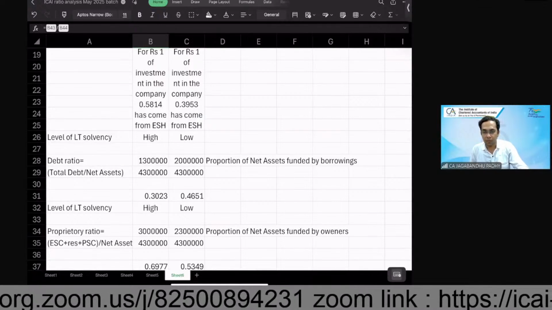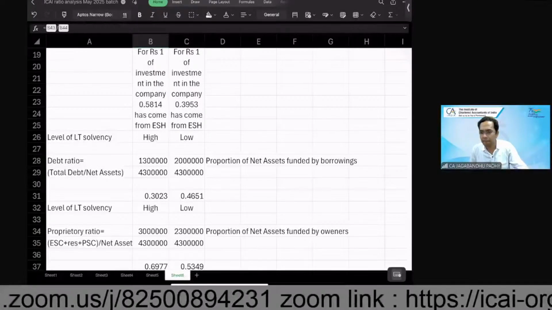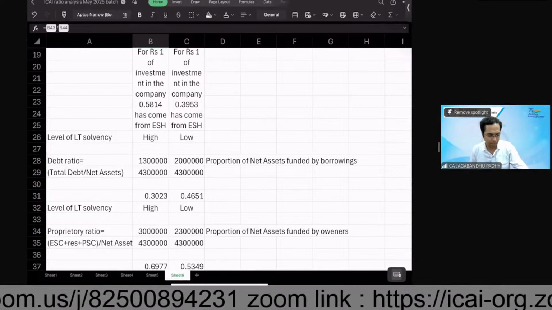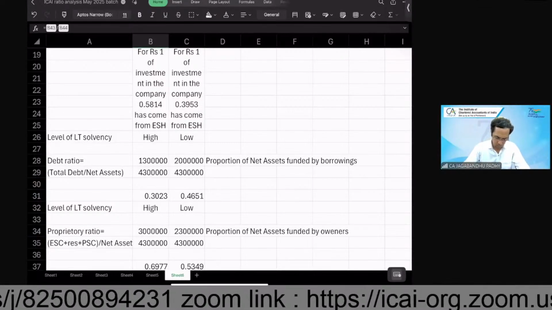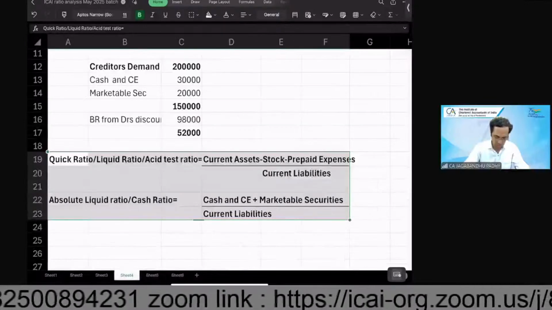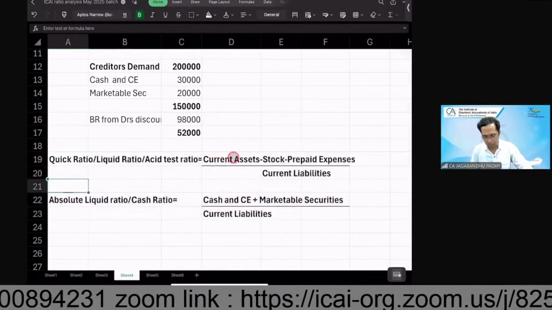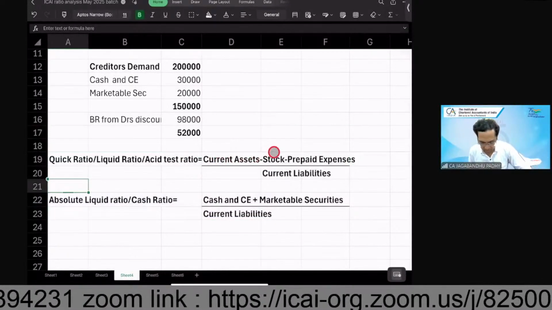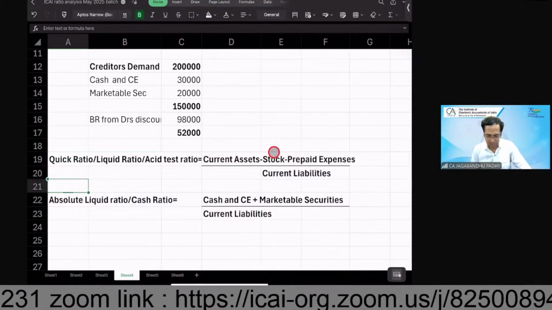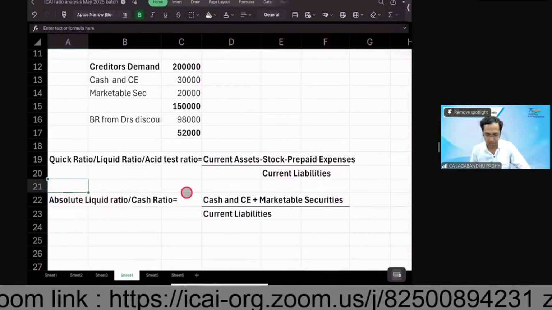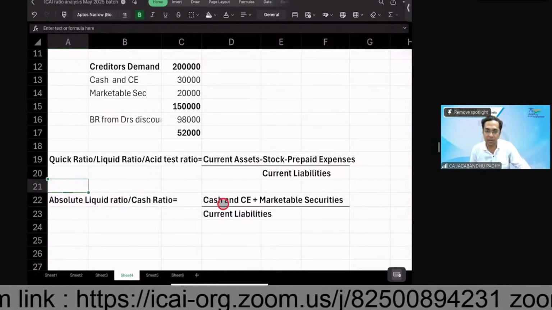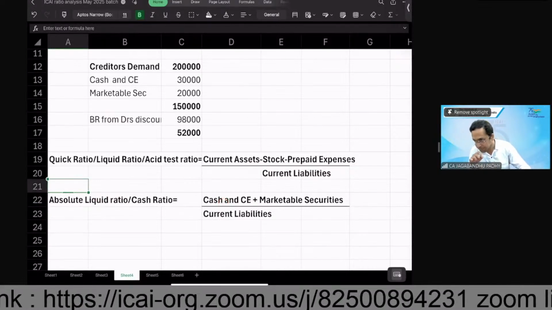Sir, what is the difference between quick assets and absolute liquid assets? Quick assets will be your current assets minus stock and minus prepaid expenses. And when you are excluding debtors from that, that will be your absolute liquid assets. So basically, those are assets which you can liquidate immediately. Okay, sir.